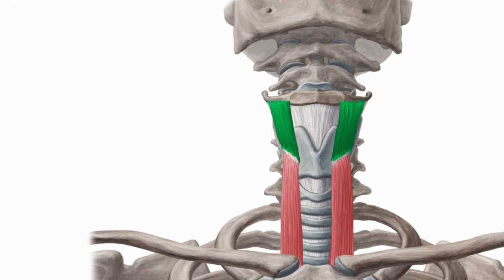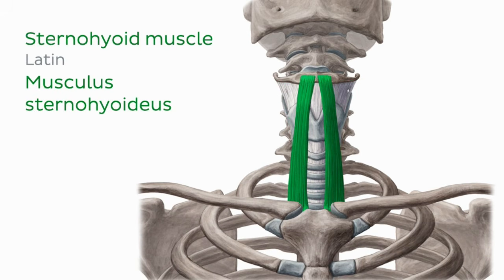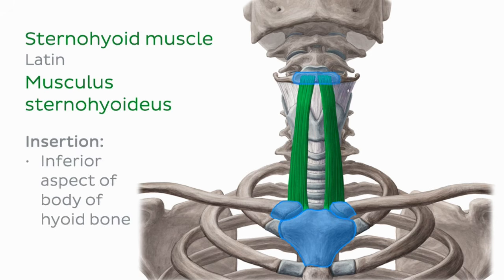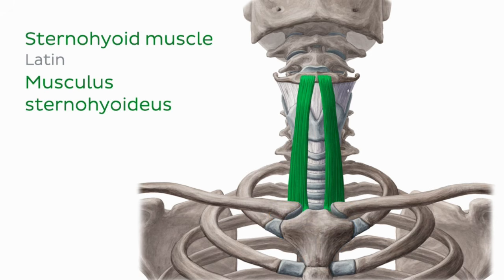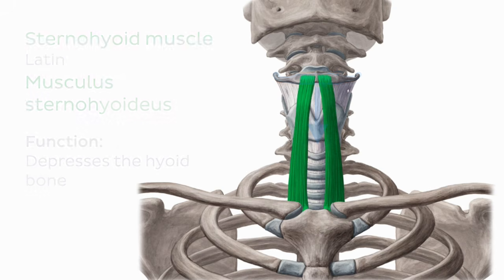Superficial to the thyrohyoid is a longer muscle called the sternohyoid. As its name suggests, it is attached to the sternum and the hyoid. More specifically, it originates at the manubrium of the sternum and the medial end of the clavicle and inserts at the inferior border of the body of the hyoid bone. Similar to the thyrohyoid, the sternohyoid depresses the hyoid bone after swallowing.